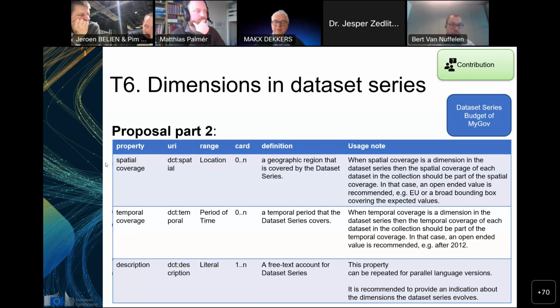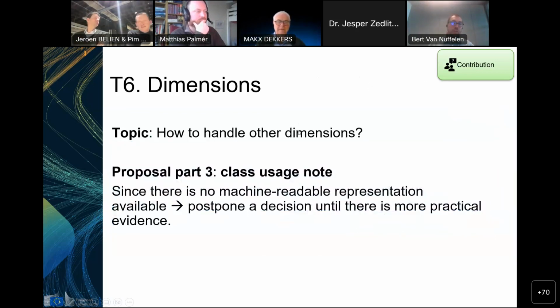I see +1s coming in. Okay, thank you very much. So no objections. On the next topic, which is related to this suggestion on what to do with the other dimension: at this moment there is no machine-readable representation and no agreement on how to make that visible. It could be a good suggestion, but then it will really be a DCAT-AP extension. It's not present in DCAT to indicate along which evolution dimension the dataset series is evolving. So at this moment, postpone, but maybe we can try to make a version on it.